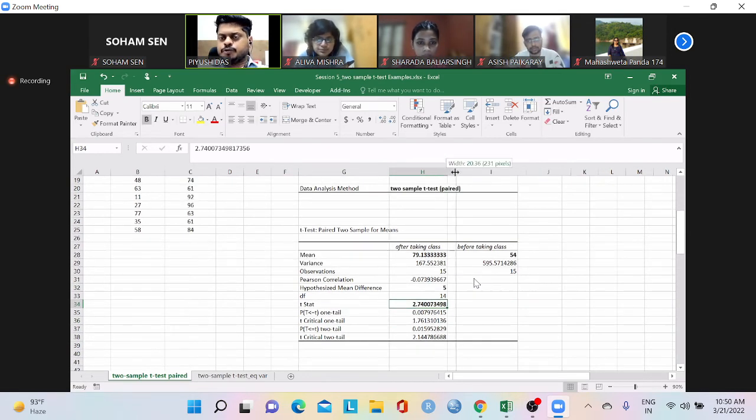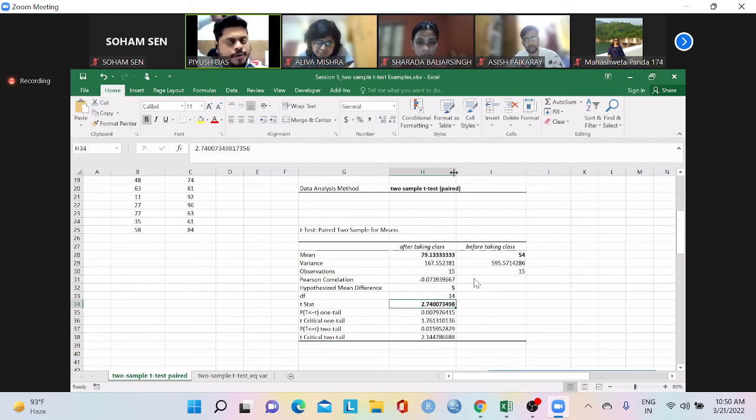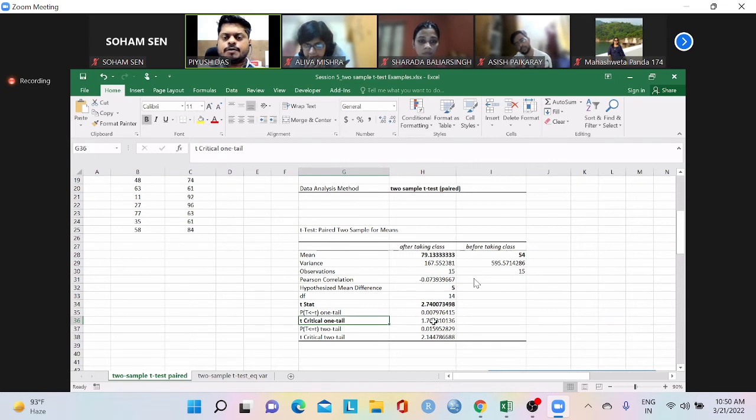So there are two ways to do it. If you remember, I actually did not do any calculation earlier on, but I had told that there is one approach of critical value and another approach of p value. So let us go through the critical value first. My T statistic, that is the test statistic which I calculate, is 2.74. What is my critical one tail? 1.76. Critical two tail, 2.14. Which one should I take?